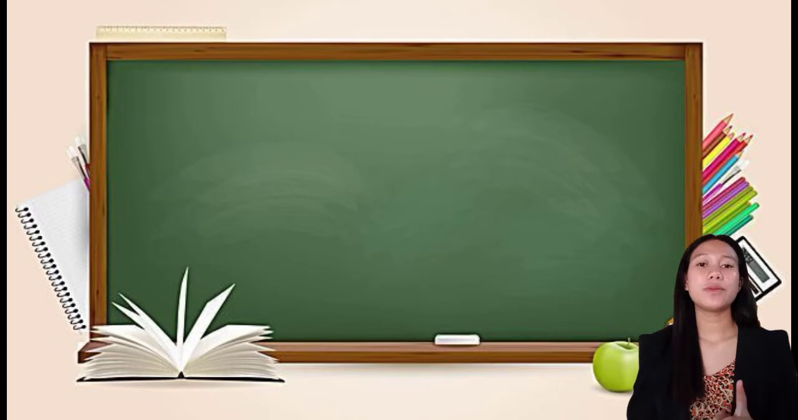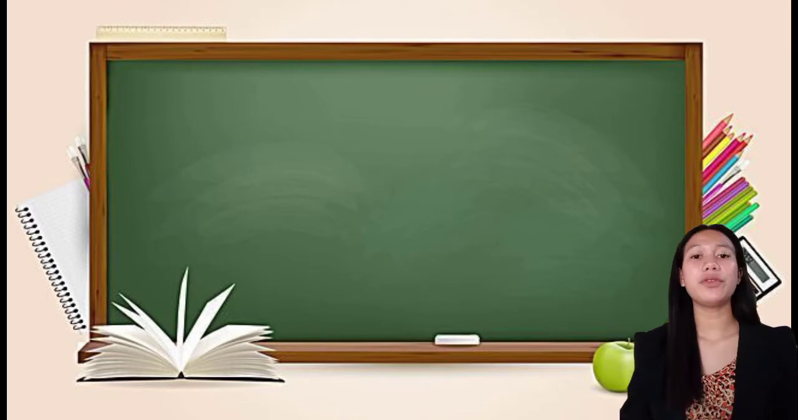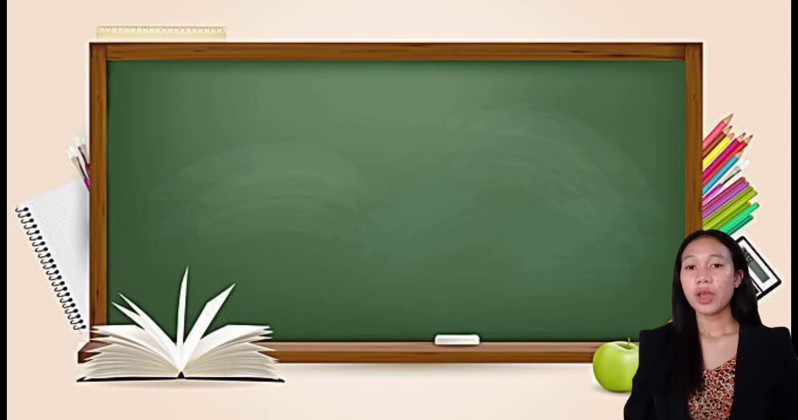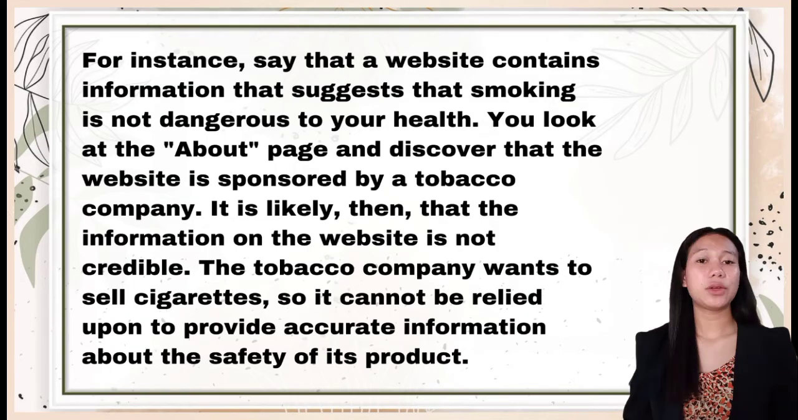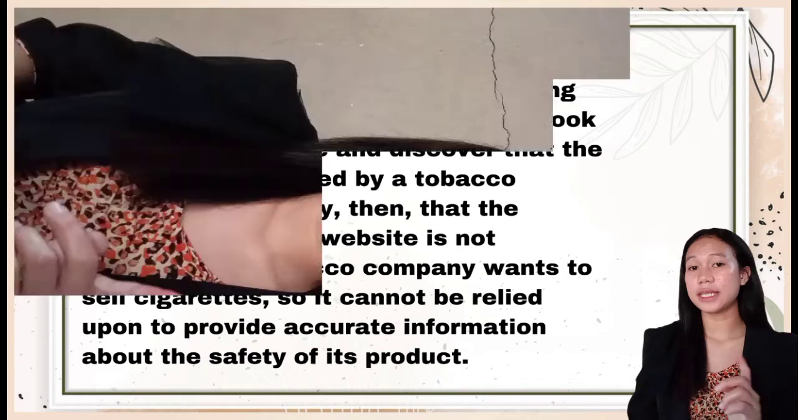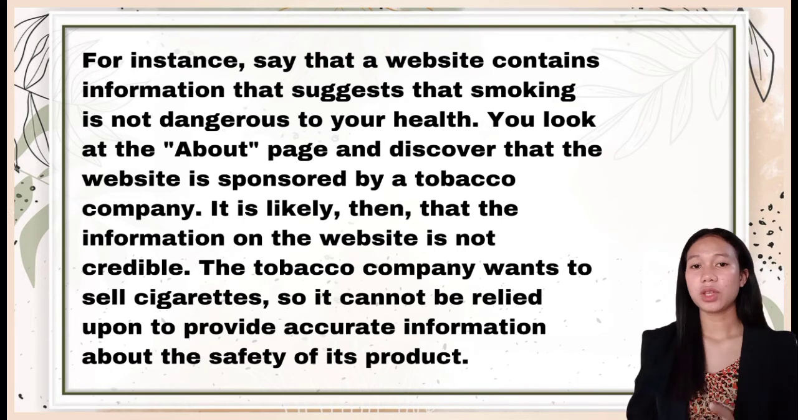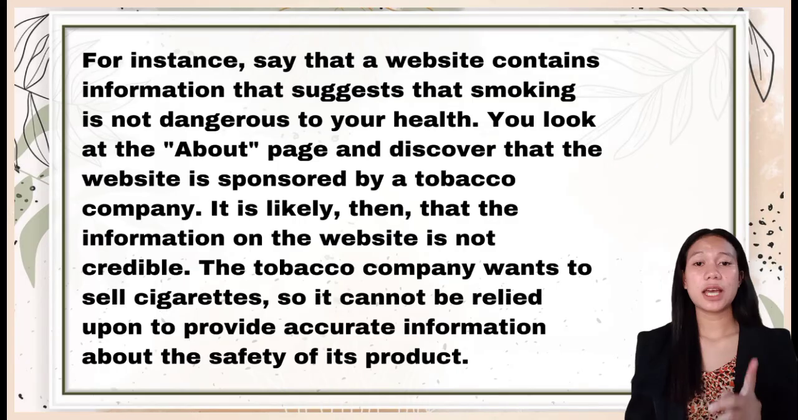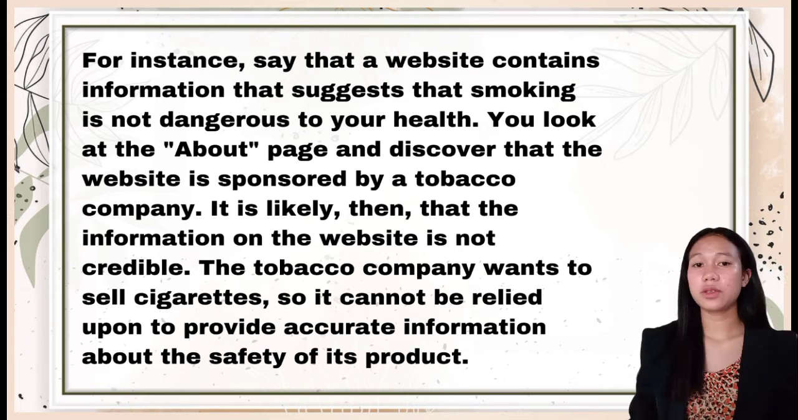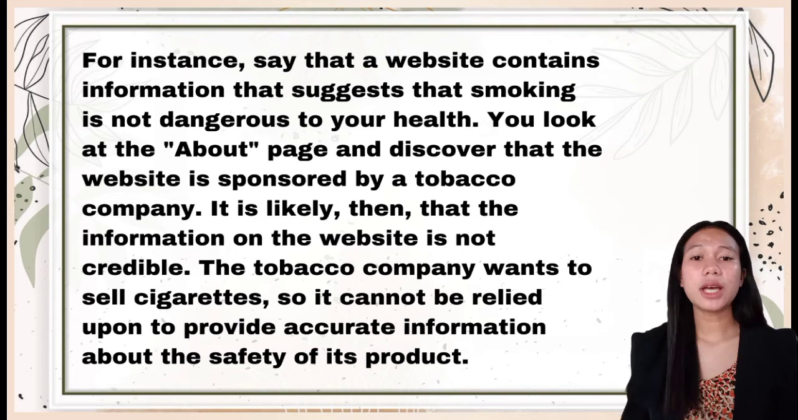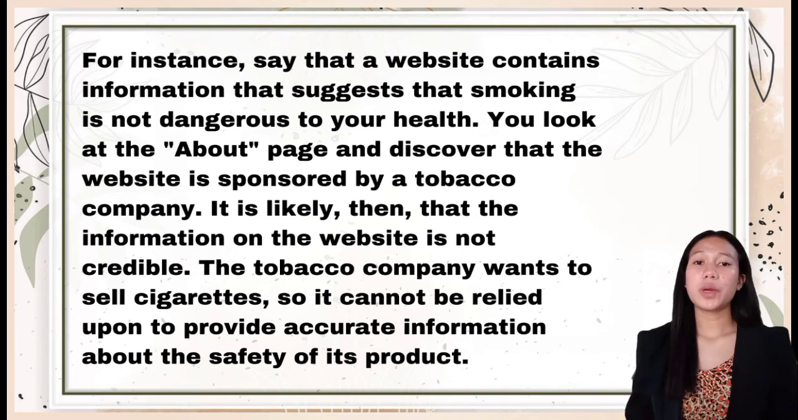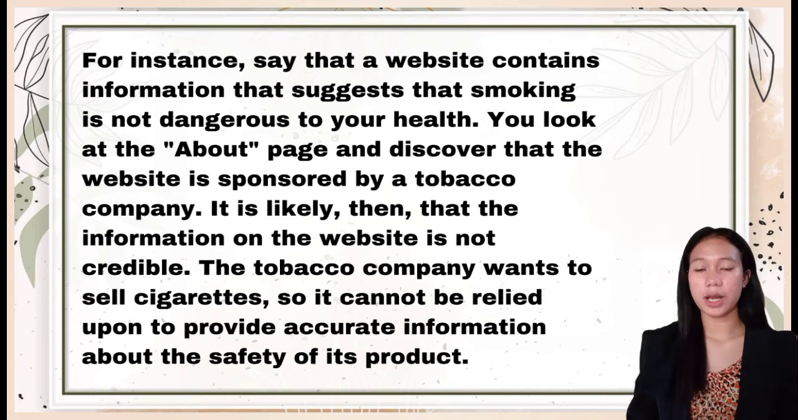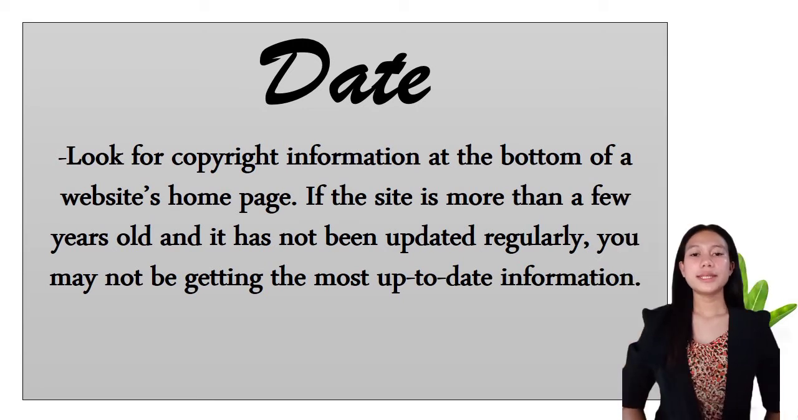Look for possible conflicts of interest between the author and the information provided on the site. For instance, say that the website contains information that suggests that smoking is not dangerous to your health. You look at the About page and discover that the website is sponsored by a tobacco company. It is likely then that the information on the website is not credible. The tobacco company wants to sell cigarettes, so it cannot be relied upon to provide accurate information about the safety of its product.